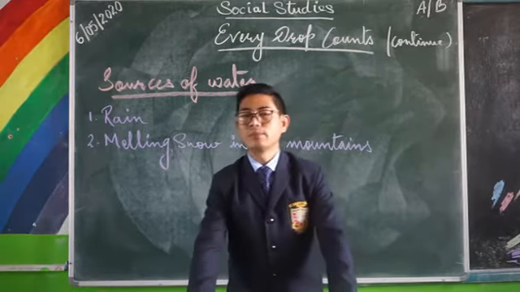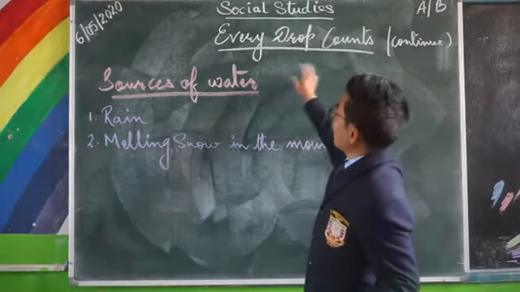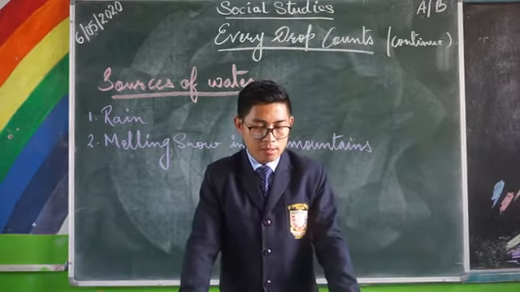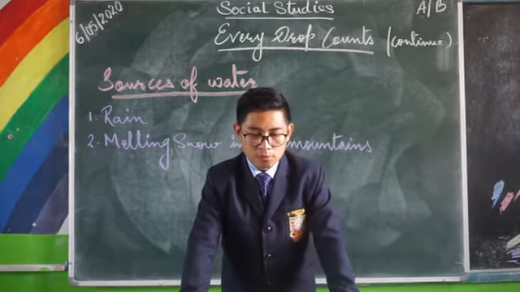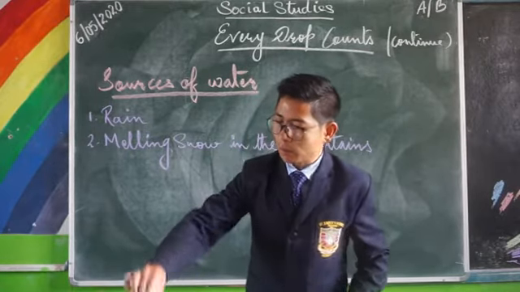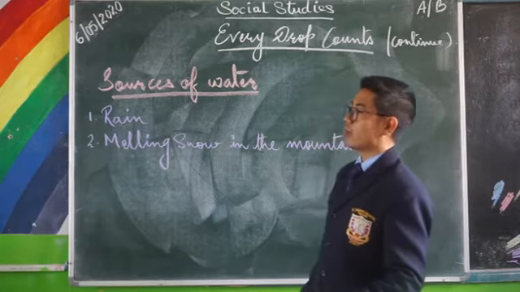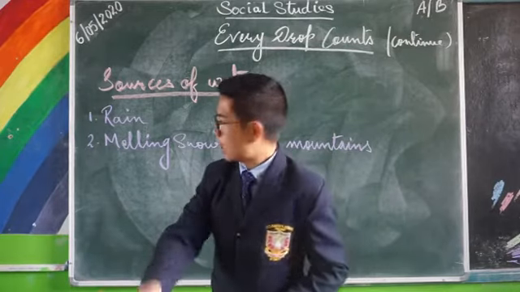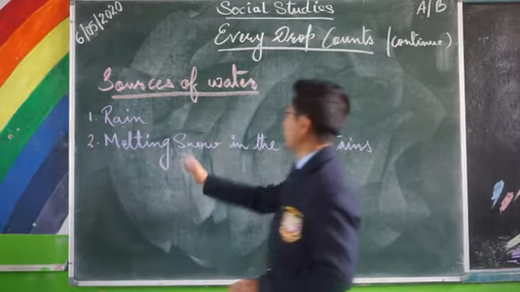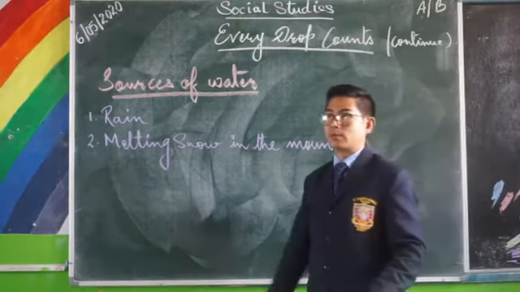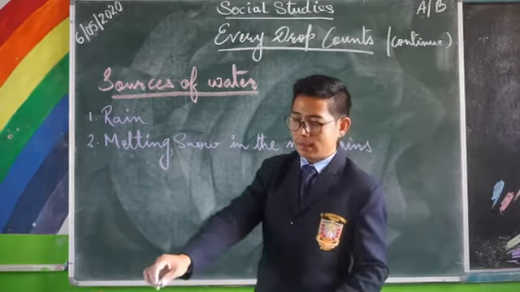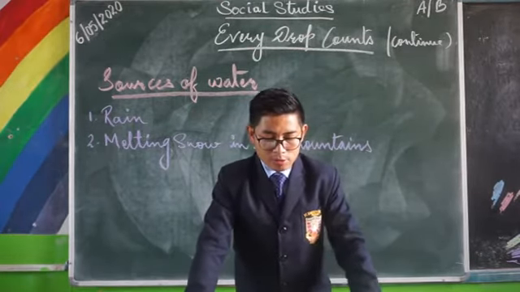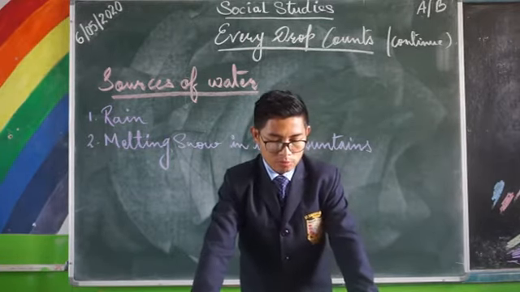This is the continuation from the previous chapter, that is, every drop counts. Alright? So let's move on to the next, that is, sources of water. I have written on the board there are two main sources of water on earth. Rain, and second one is melting snow in the mountains. From these we get the fresh waters. There are two main sources of water, that is rain and melting snow in the mountains.